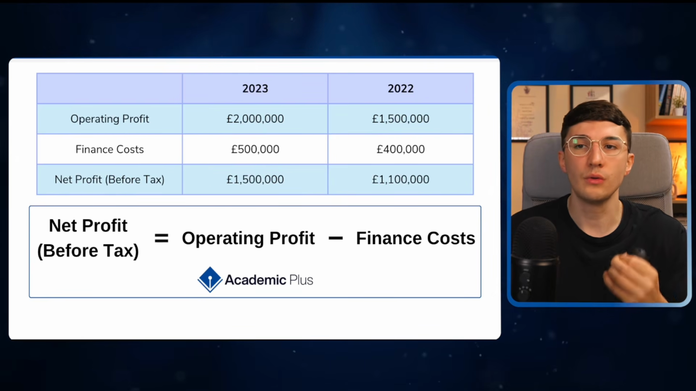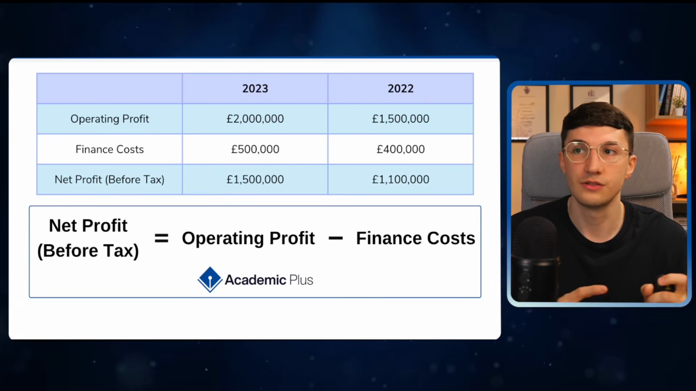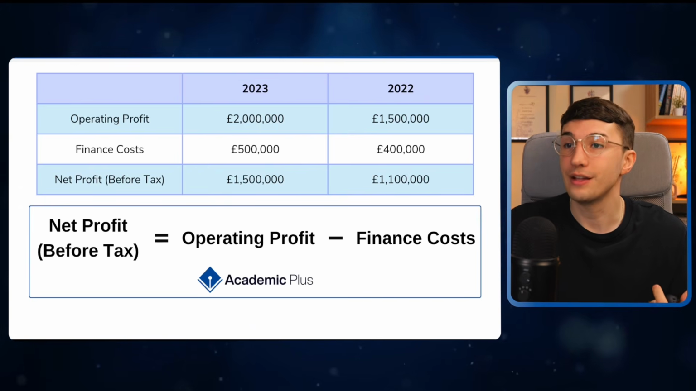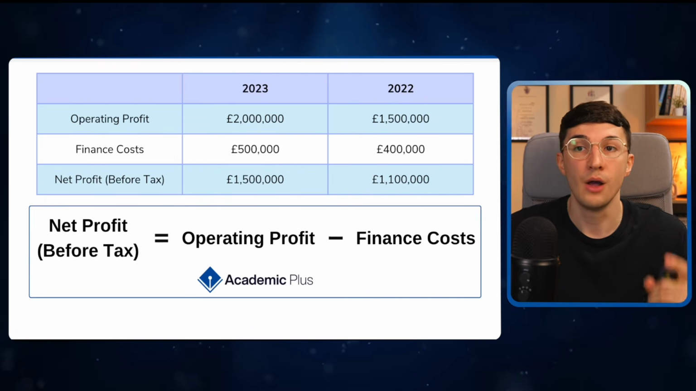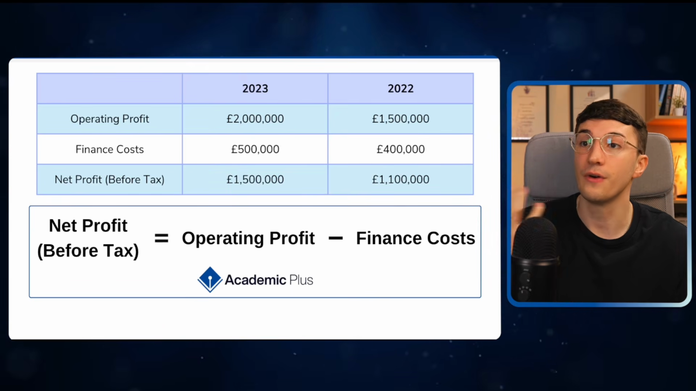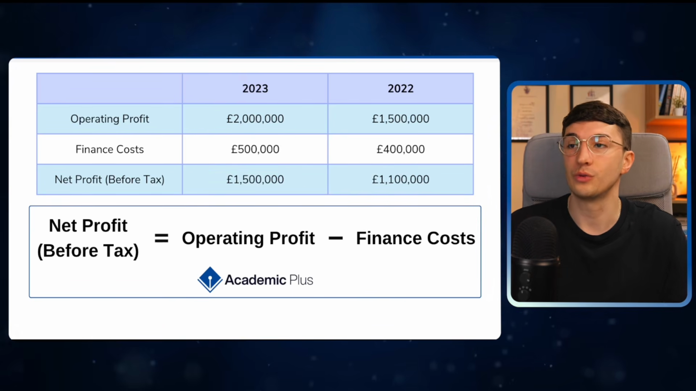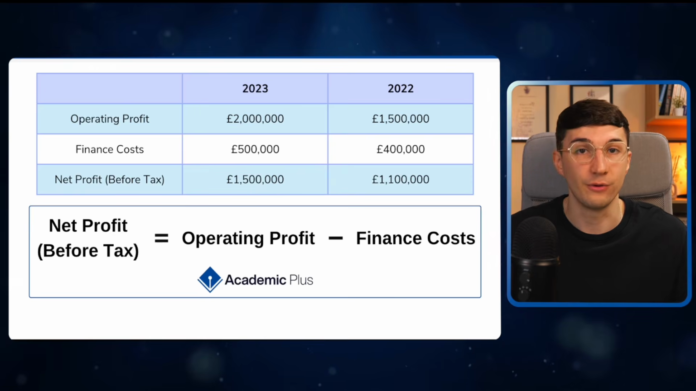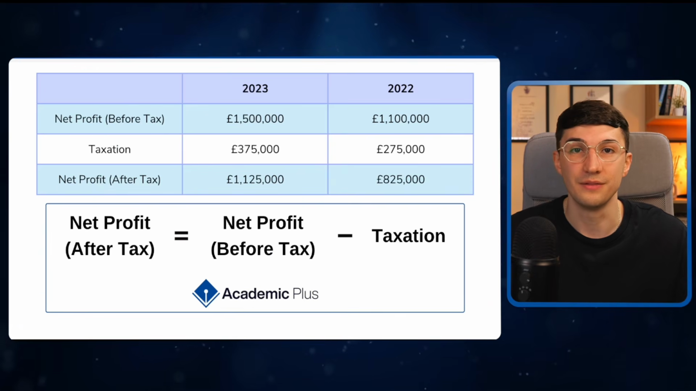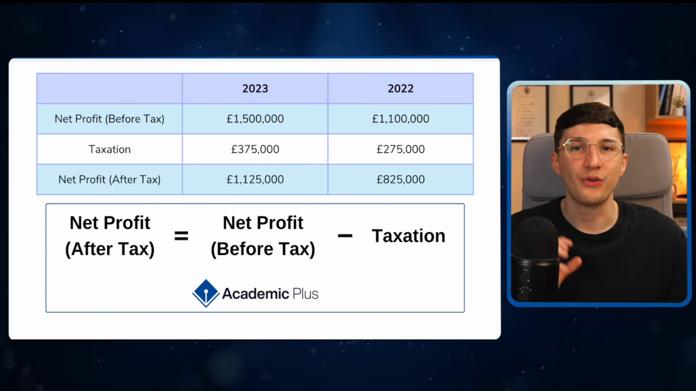So we're only going to deduct our finance costs. As we said before, operating profit is £2 million minus your finance cost of £500,000. So in 2023, our net profit before tax is 1.5 million. And the last stage, the net profit after tax.